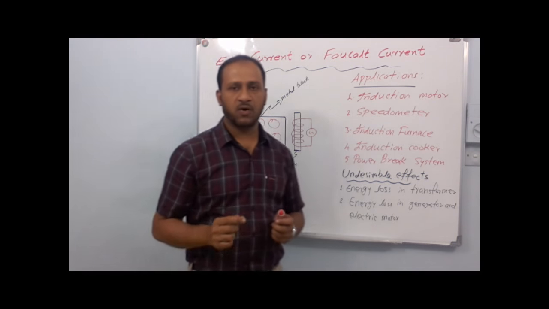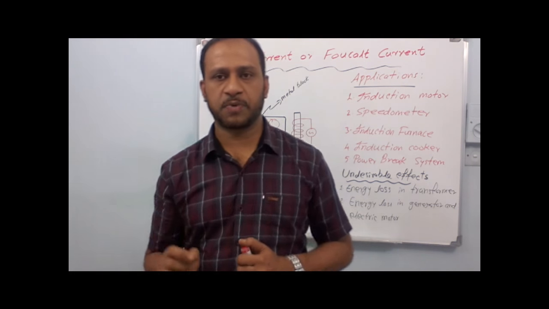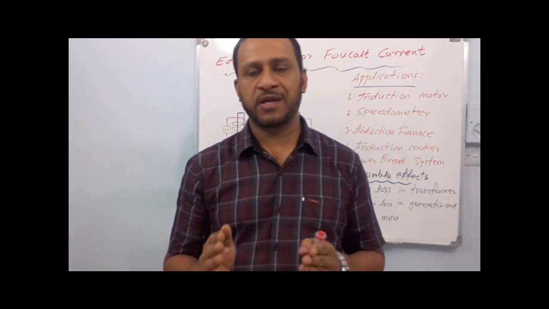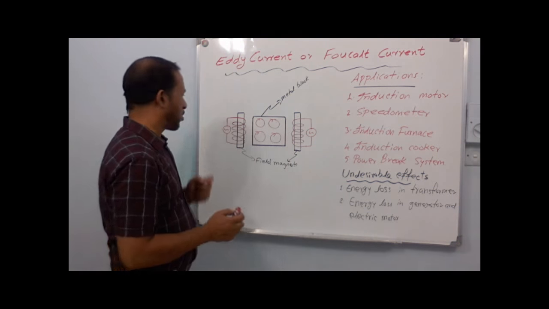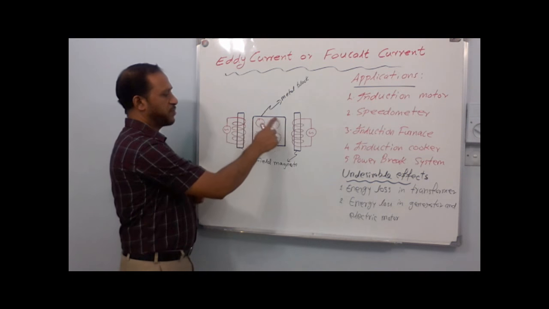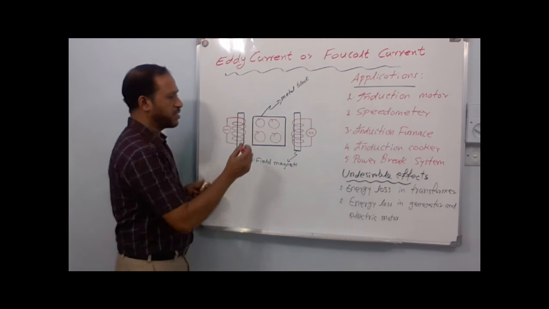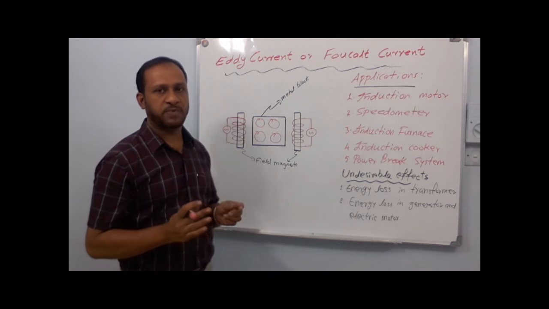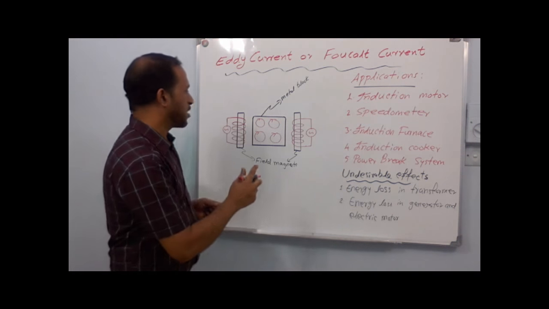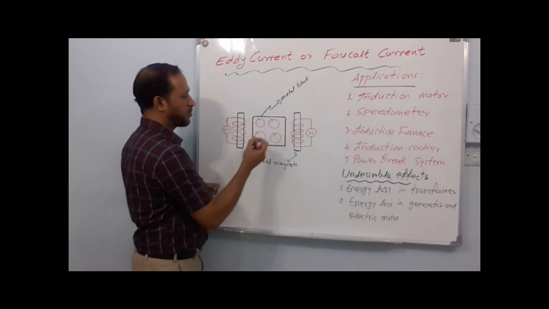You know that current always seeks a low resistance path. It wants to flow through the area where there is less resistance. Since it is a large block of metal, eddy current will be induced in the metal block in many closed loops, just like an eddy formed in water. So many circular loops of current will be formed in the metal block.